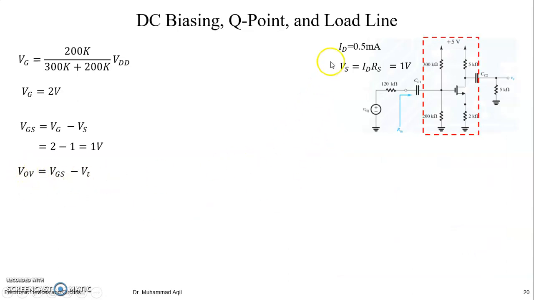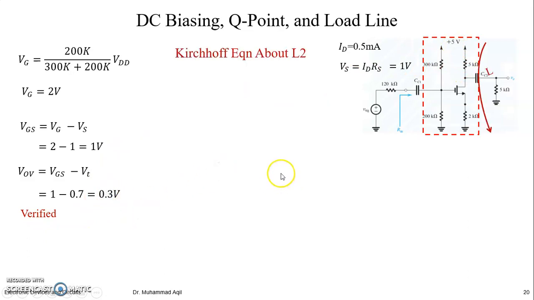We have found VOV ourselves from other values, ID and VG and other circuit parameters. And VOV is found to be 0.3 volt. It means it is verified, right? That for this current and these resistance values, this potential, we are having VOV as 0.3 volt. So now to find the VD, Kirchhoff's voltage law. Why are we doing this? We can find VD directly, right? 5 minus this is equal to this, right? This multiplied by ID, and we can find this value.